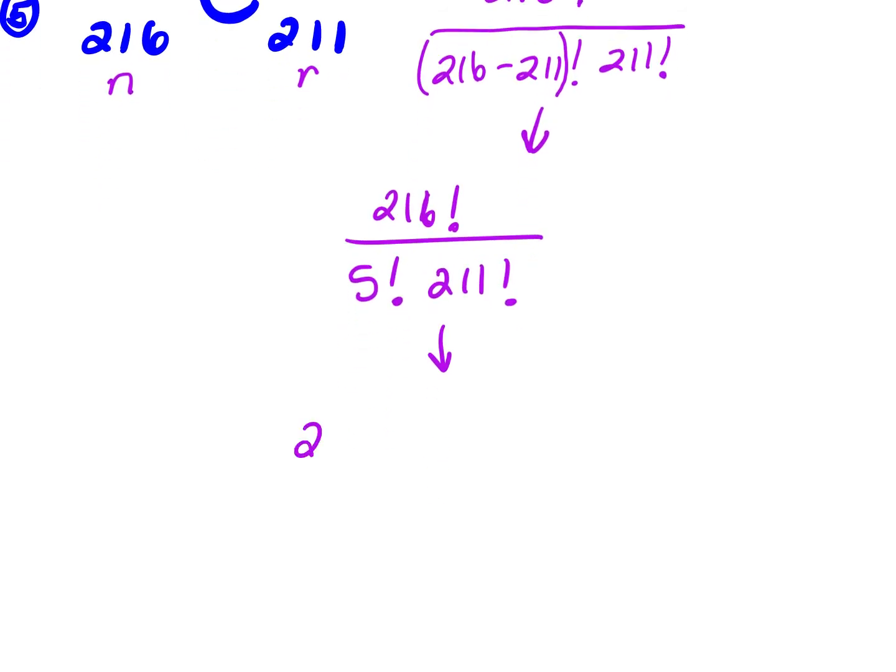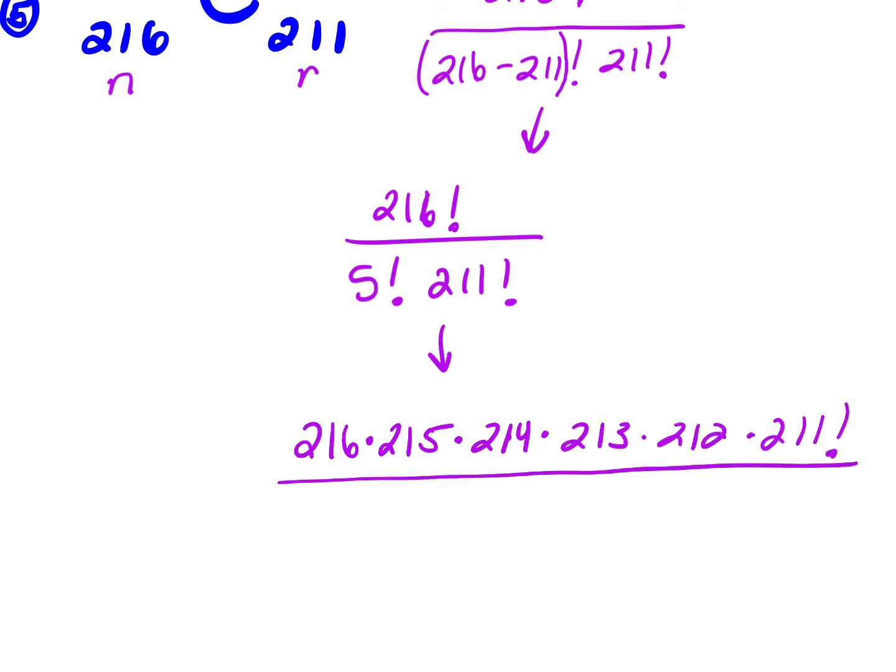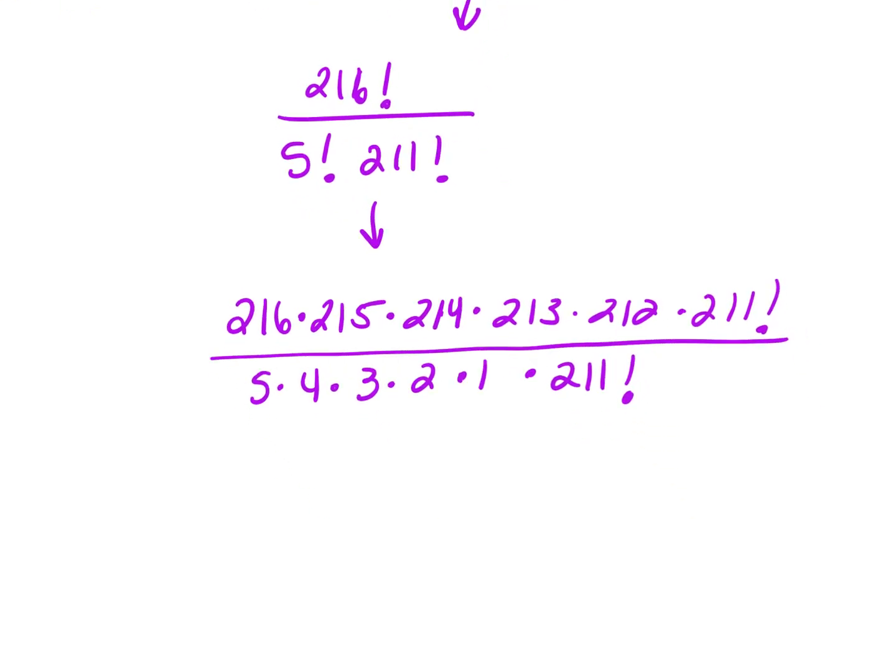Little more simplifying. I have 216 times 215, 214, 213, 212. I'm going to stop at 211. How come? This is a 211 factorial at the bottom. Yep. Okay, this number is going to be ginormous, but that's okay. I'm not going to give you any on your quiz that turn out to be like e to the whatever. That's not going to happen. So that crosses out, that crosses out.